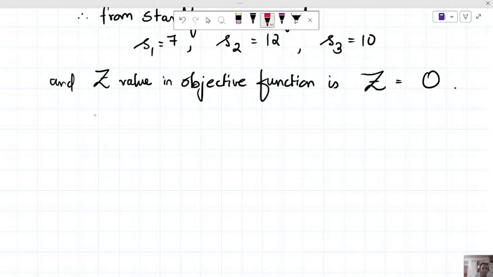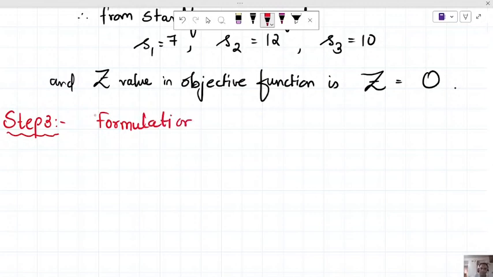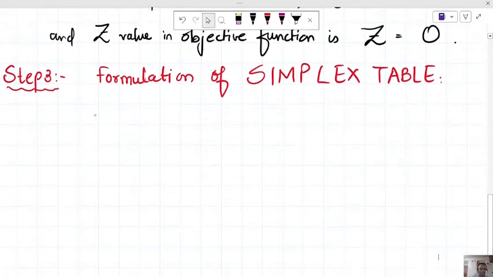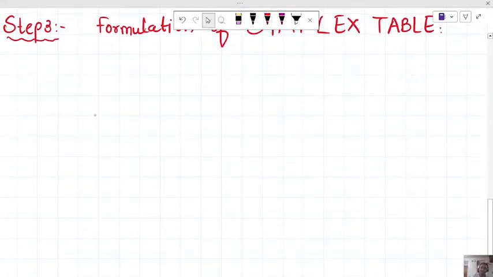Step number 3 is formulation of simplex table. So here you start forming the simplex table. Now when we are forming the simplex table, the same process will be followed, no difference is there.